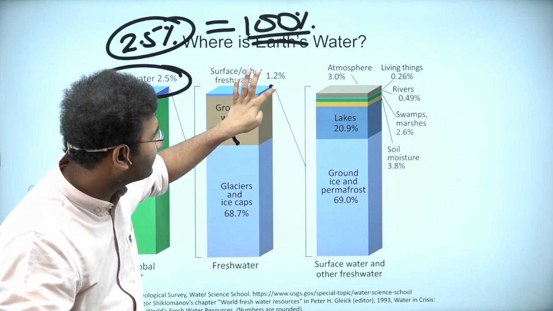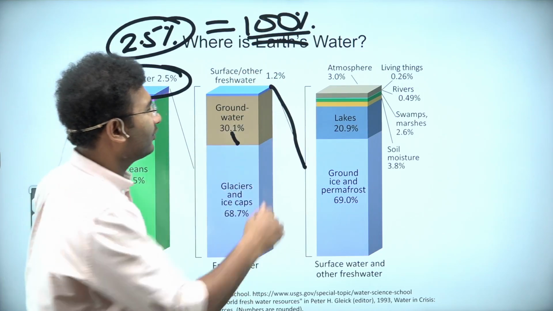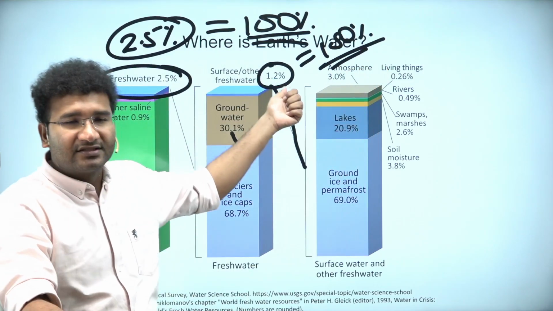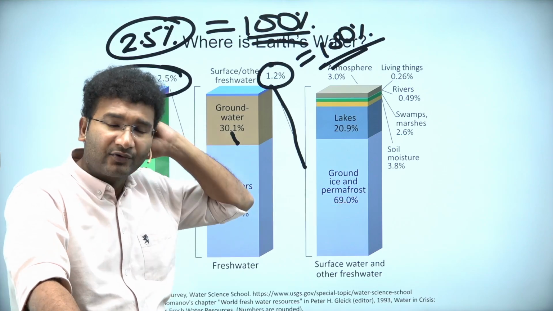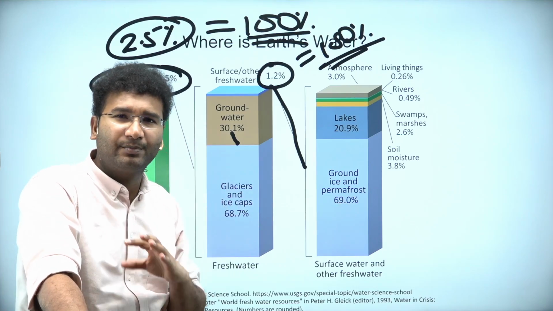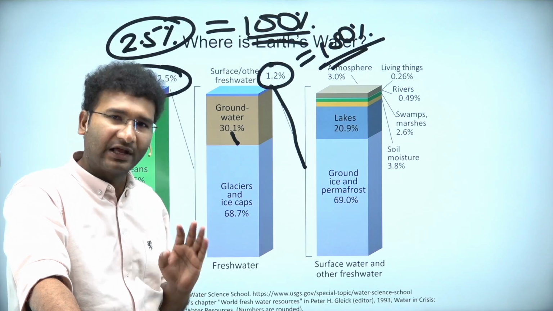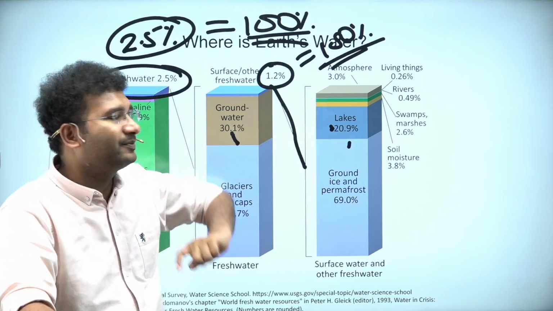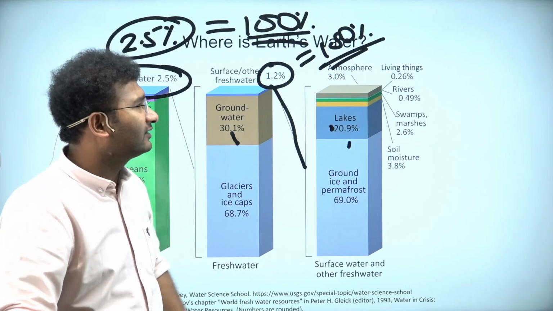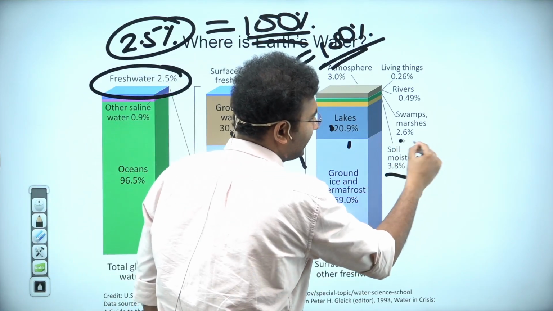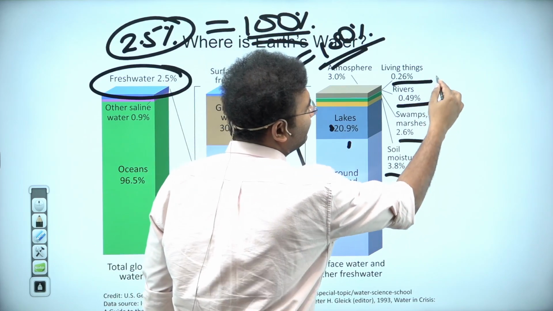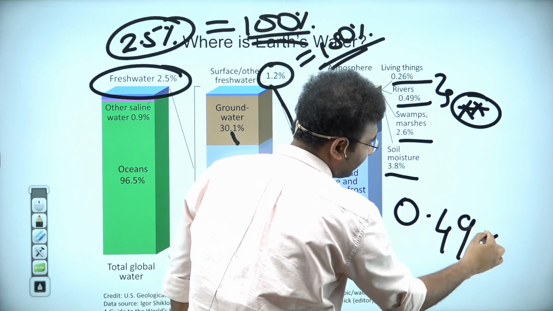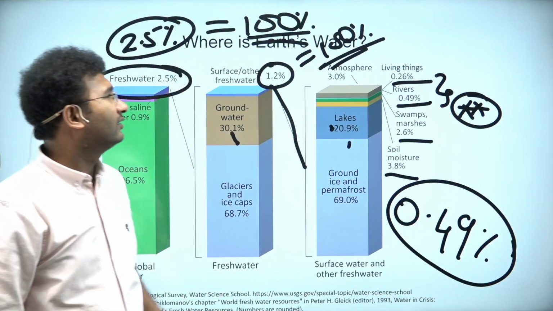Now come to the surface fresh water. Within this, you equate this 1.2% to 100%. You will learn that this surface water is present in the form of permafrost. Permafrost is a region where it is permanently frozen, right? Polar region. Next, lakes, 20.9%, and atmosphere is only 3%. And further, soil moisture has 3.8, swamps has 2.6, rivers has very less amount of water. The total amount of water that is present in the rivers is only 0.49% of the total available surface water.